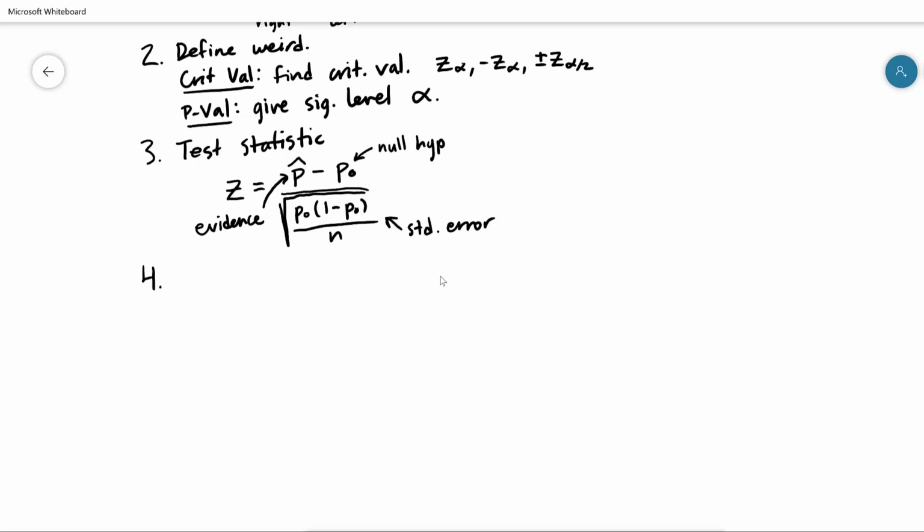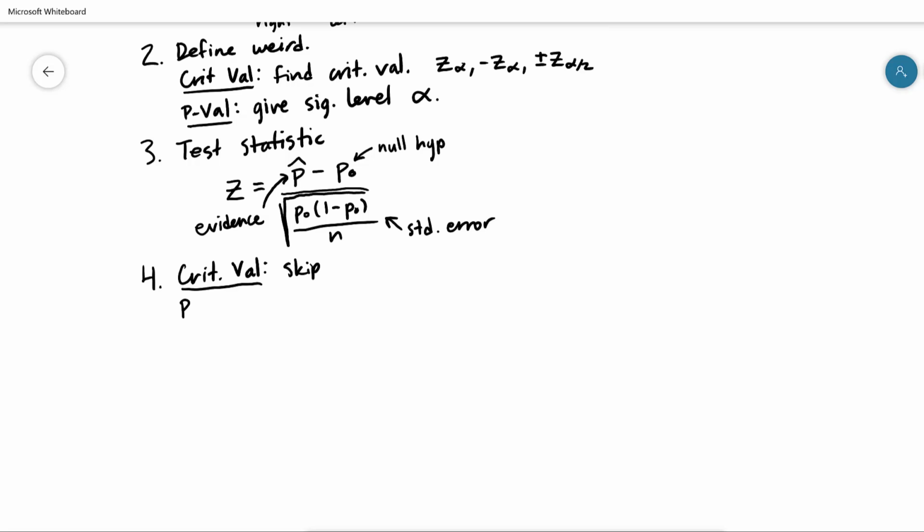After we compute the test statistic, if we're doing the critical value, we get to skip this next step because we have the two pieces of information that we can compare. We have the z-score of our actual evidence. We have the z-score we consider weird. We have everything we need to compare those two. So we can skip this step.